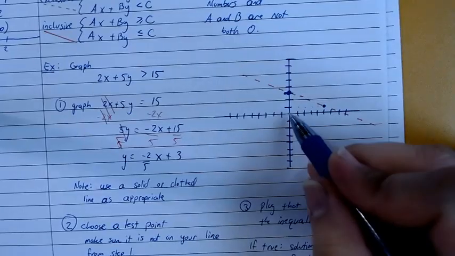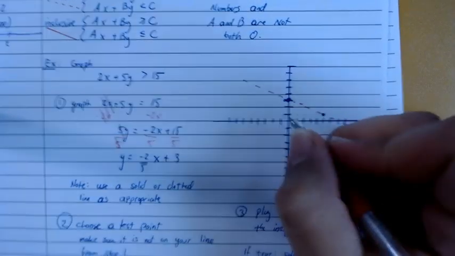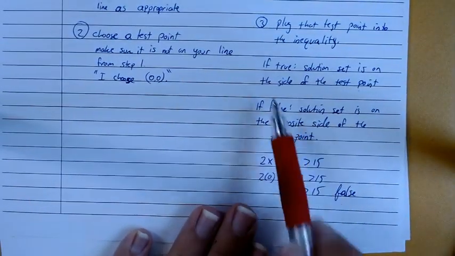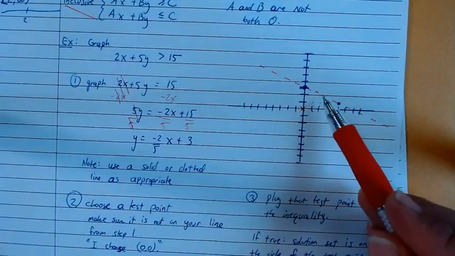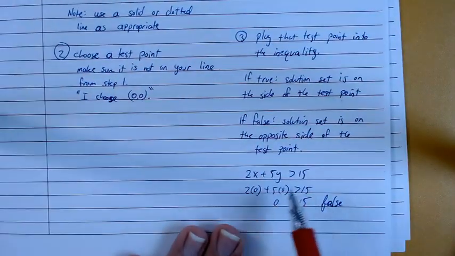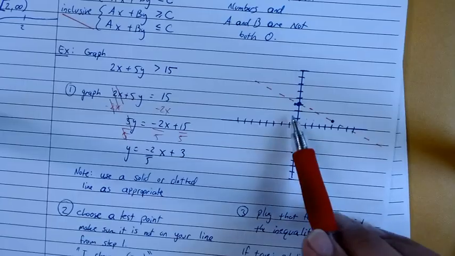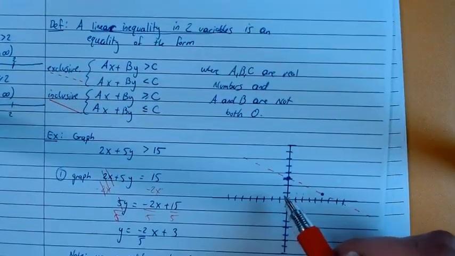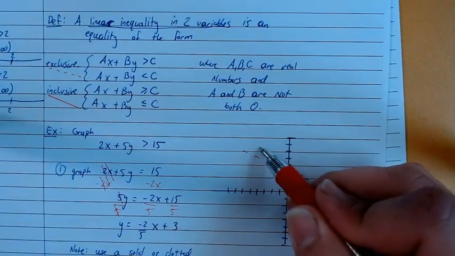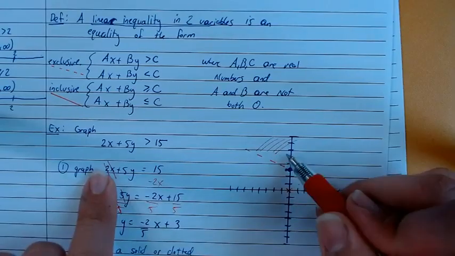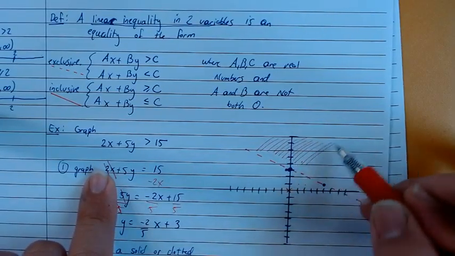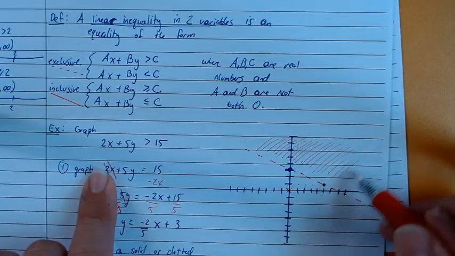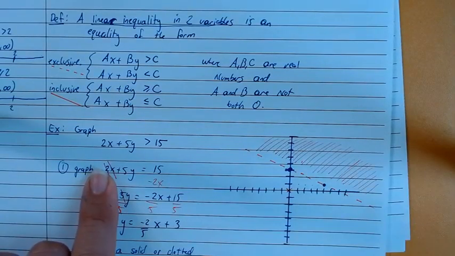So that was my test point right there, 0, 0. If it had given me a true statement, then my solutions would be in this direction, towards 0, 0. Oh, but it didn't. It gave me a false statement. Well then my solutions aren't towards 0, 0. They must be in the opposite direction. So my solutions are all the points up and to the right of this line right here. It doesn't include the line. It's only all the points up and to the right of this line. Just like that.